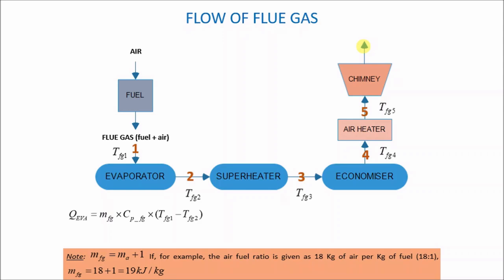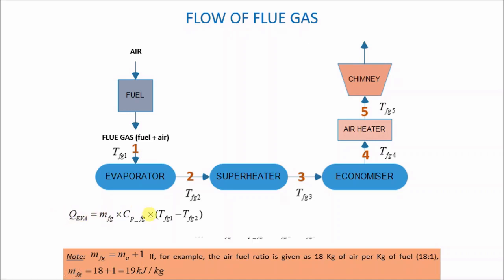So we have seen the heat absorbed by the evaporator when you look at it from the angle of the flue gas, and this is the equation for it. This will give you the same number that you will get if you had used the equation with ms over mf multiplied by h3 minus h2. That will give you the same number. So this is just an alternative equation to find the heat absorbed by the evaporator.